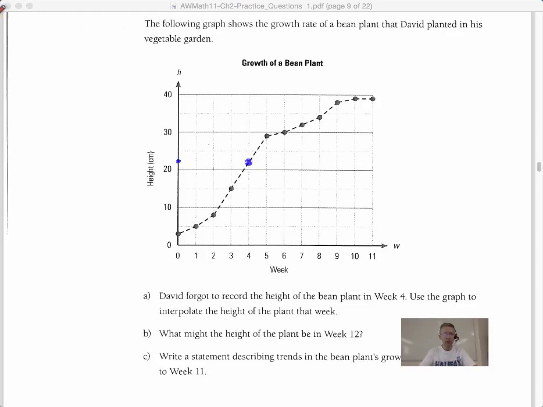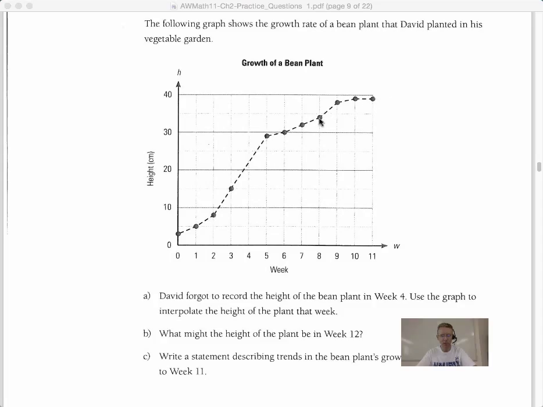Okay, and then it's asking, what might the height of the plant be in week 12? So week 12. Okay, so let's look at week 12. Well, that's off the graph, so that's extrapolating. Now, we use our common sense. We'd think, what's been happening in the weeks leading up to week 12?